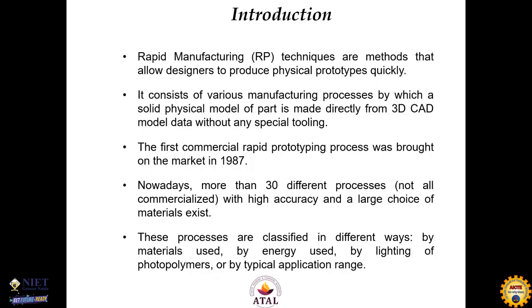The first commercial rapid prototyping process was brought to the market in 1987. As you all know, the process is SLA basically. Nowadays, more than 30 different processes exist, not all commercialized, some are in R&D, with high accuracy and a large choice of materials. These processes are classified in different ways: by materials used, by energy used, by lighting of prototype, photopolymers, or by typical application range.